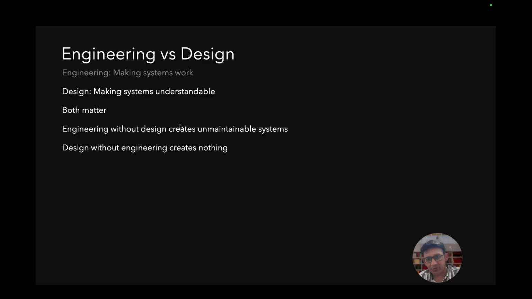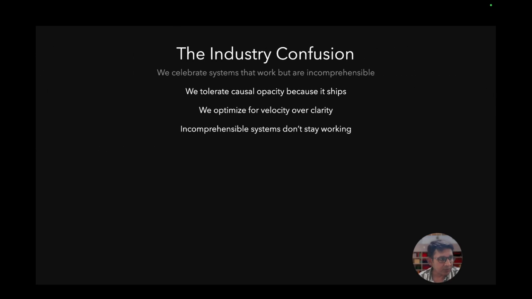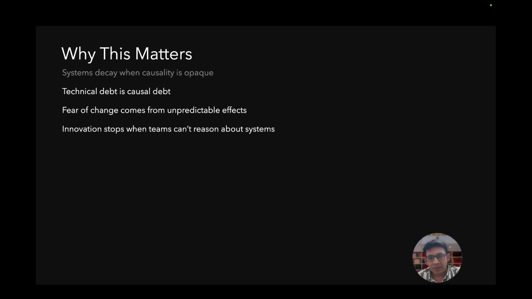Now, this distinction is very important because the industry confuses them. We optimize for the wrong thing. We celebrate systems that work but are incomprehensible. We tolerate causal opacity because it ships. But incomprehensible systems don't stay working, they decay. They become unmaintainable. They trap organizations in technical debt they can't escape.